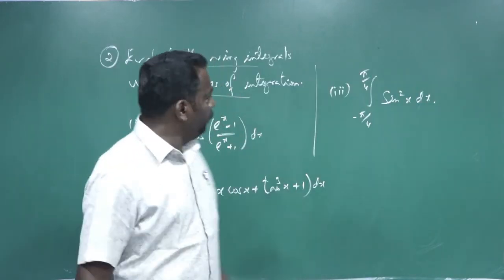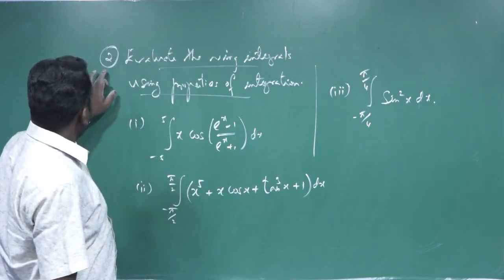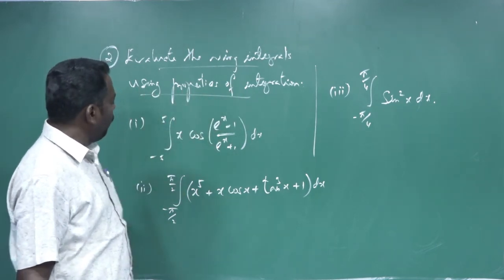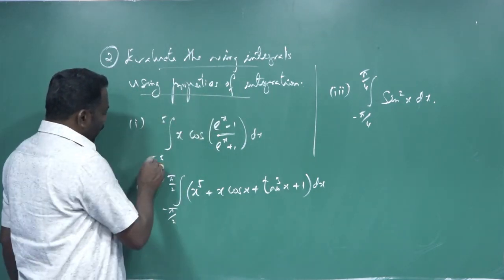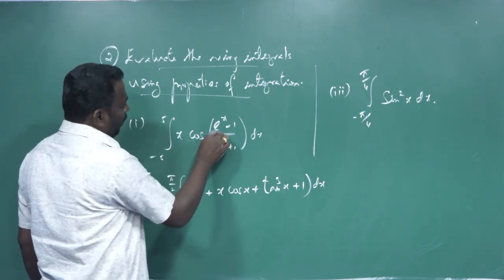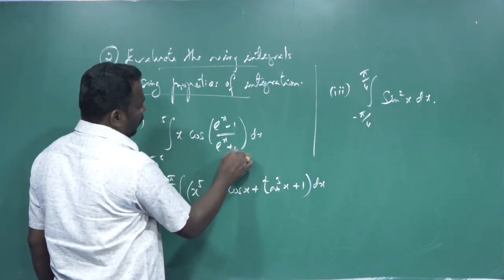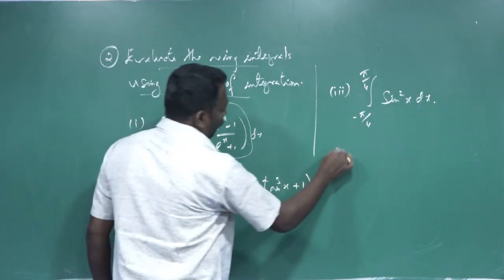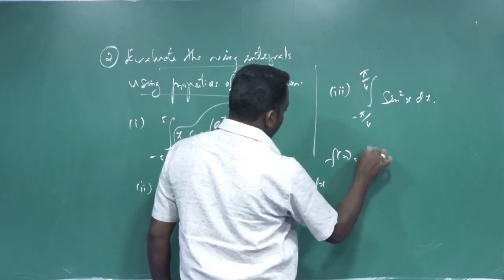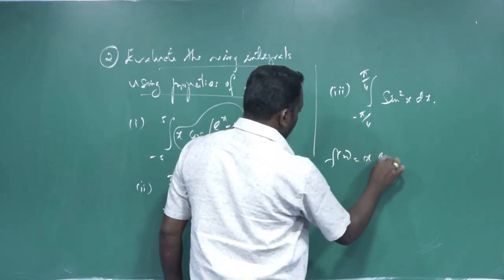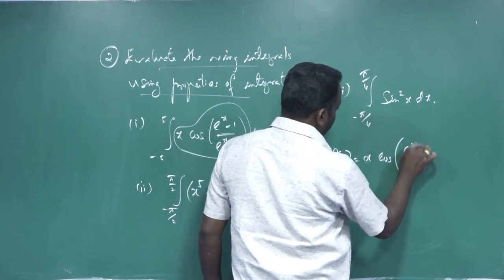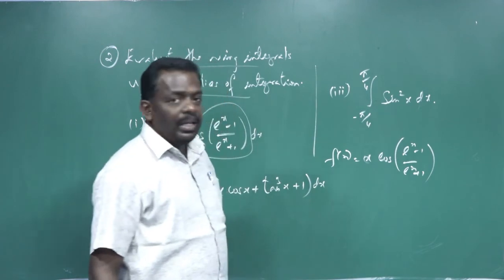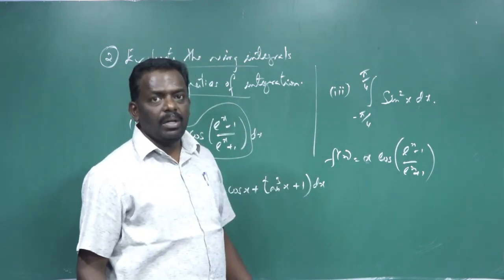Come to the next exercise problem, the second one. Evaluate the following integral by using the property of integrals. The first one is given: the integral from minus 2 to 5 of x into cos of (e power x minus 1 by e power x plus 1) dx. Now let us consider the given function as f of x, equal to e power x into cos of (e power x minus 1 by e power x plus 1). Now we have to verify whether the given function is either an even function or an odd function.